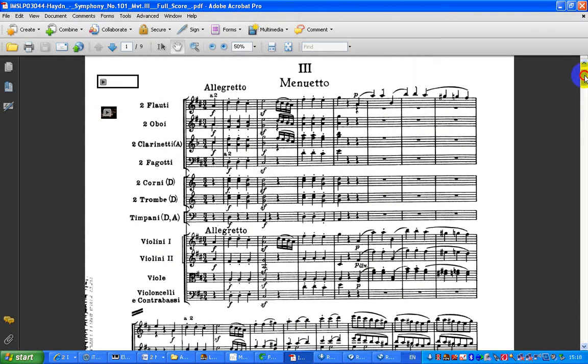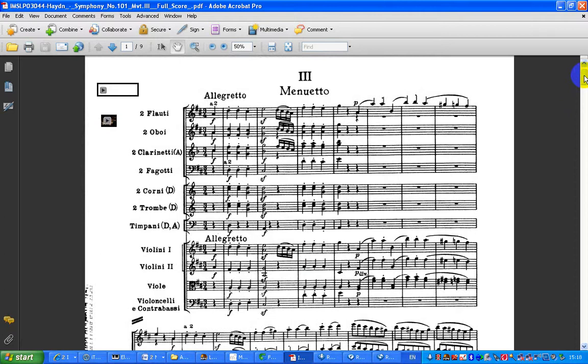Typically classical, because we've got 8 bars, which is a balanced number, of which we've got a 4-bar phrase, 1, 2, 3, 4, followed by its answer phrase, 1, 2, 3, and then down to here is 4. So we've got our antecedent and our consequent phrase. So typically balanced phrasing, which you would expect in classical music of this type.